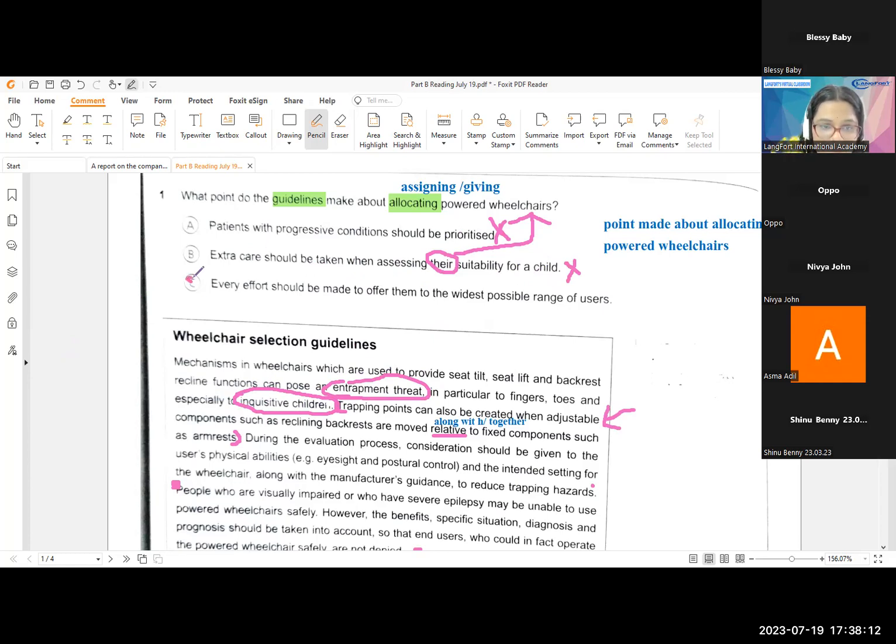Smita, can you read the answer for me, please? Yes, ma'am. Every effort should be made to offer them to the widest possible range of users.